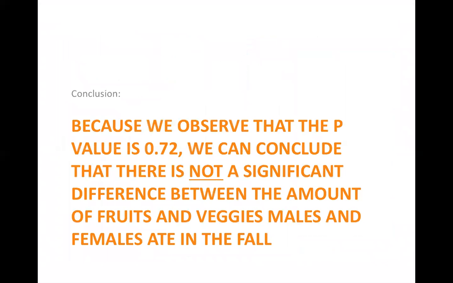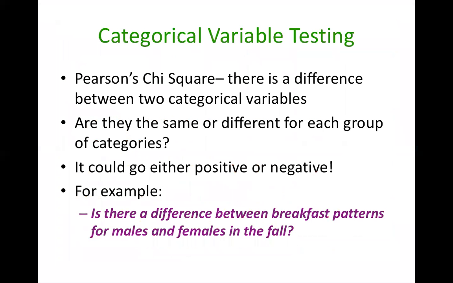Now, because we observed that p-value is 0.72, we can conclude that there is not a significant difference between the amount of fruits and vegetables males and females ate in the fall. So that particular grouping, that gender grouping, doesn't really help us define fruits and vegetable cups.